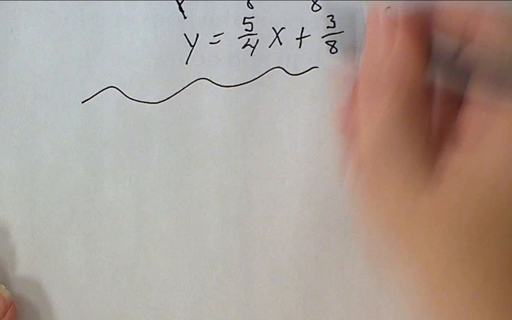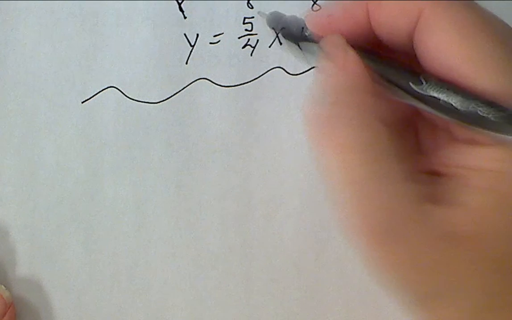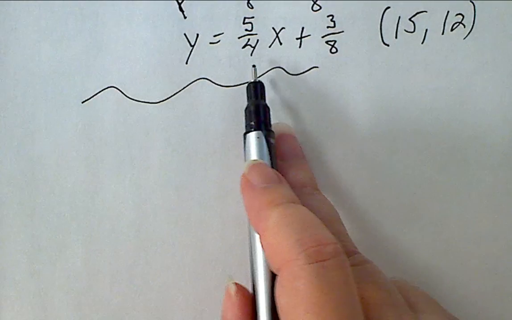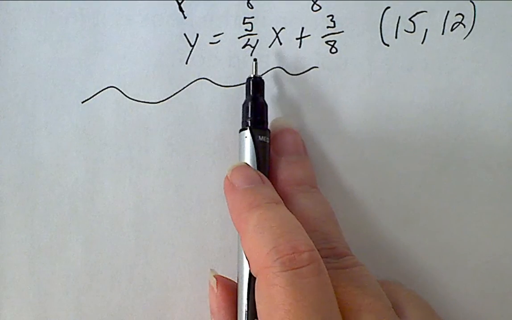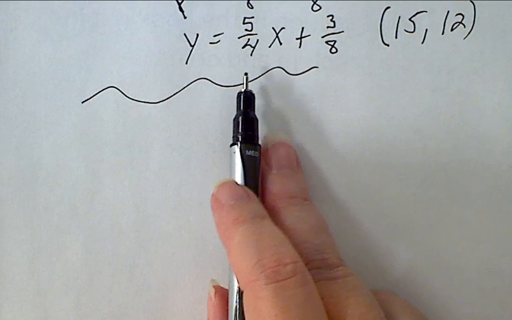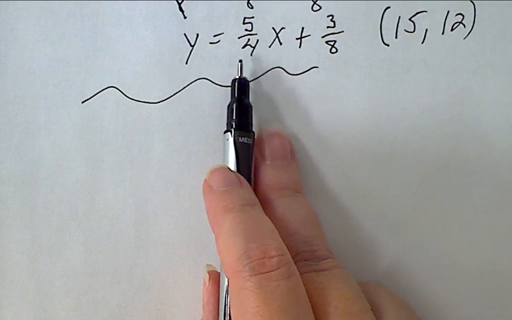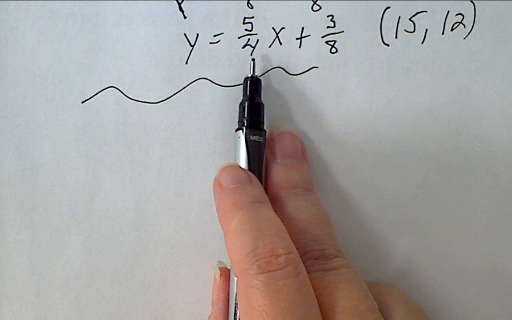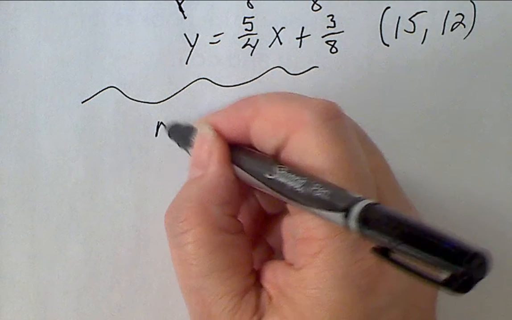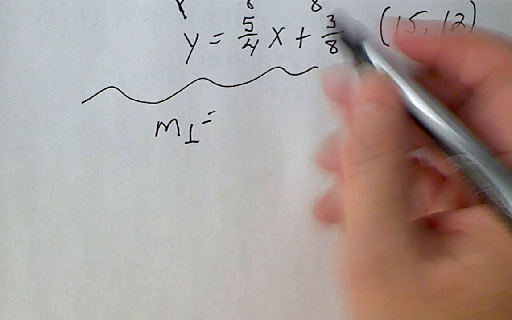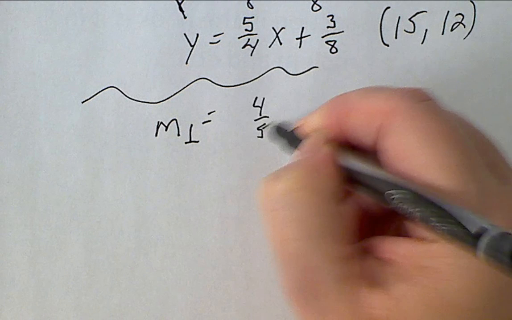Now we can find our slope of this. What's my slope of this equation, class? 5/4. So the perpendicular, it says flip the fraction. So 4/5, and then switch the sign, so negative.